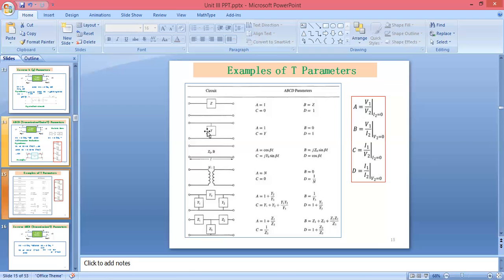Again, if you see another circuit, how will you get it? You can see here this is the short circuit. We have taken here open. So what will happen? If you are calculating A, it will also become 1. If you are calculating B, it will become 0. If you are calculating C here, it will become Y, because it is nothing but the Y impedance we are using here. And C का इक्वेशन क्या है हमारे पास? I1 upon V2. So V को तुम क्या लिख सकते हो? IR के फॉर्म में लिख सकते हो. So you can write C as Y. C equal to Y.